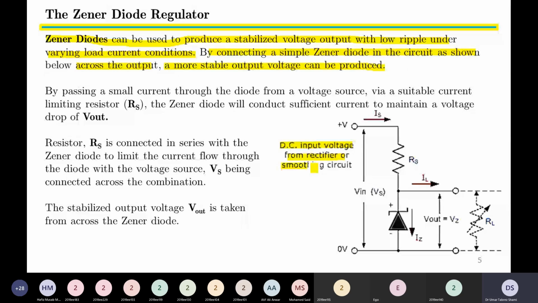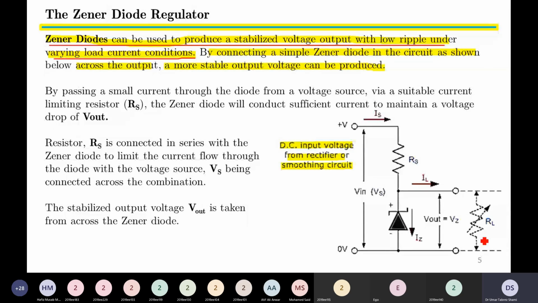smoothing circuit. What is a smoothing circuit? It is our filter, the output of the filter, which provides a DC voltage of even smoother value. So we do not have half wave pulsed or pulsed DC. We have connected a capacitor and we have achieved a smoothing circuit. But this smoothing circuit has a large voltage, but our load requires a little bit smaller voltage, but a well-maintained voltage, that it should not increase or decrease. And this voltage regulation in our case will be achieved using a Zener diode. Therefore, Zener diodes can be used to produce a stabilized output with low ripple under varying load conditions.